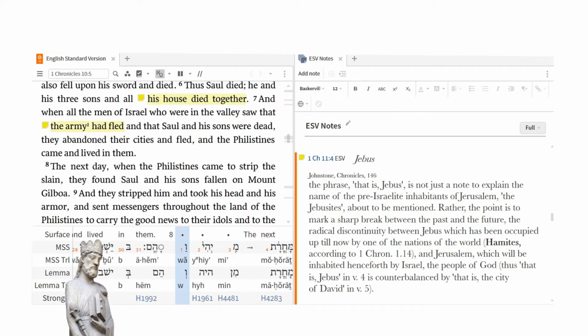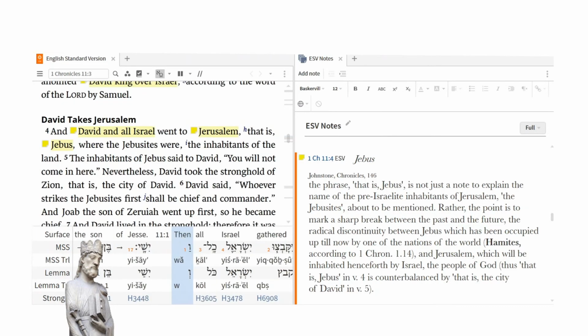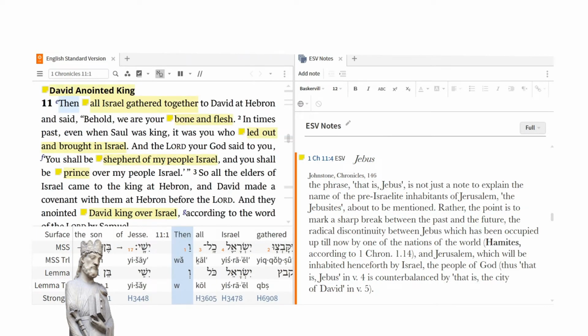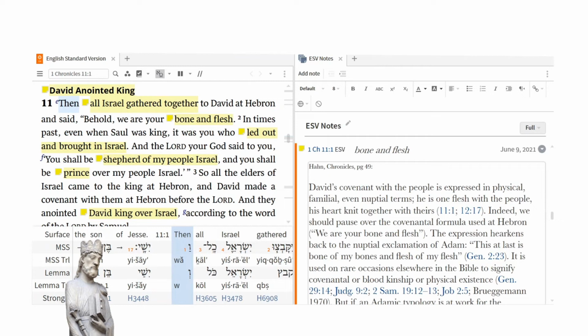Okay, now I said I wanted to loop back to this point regarding the language of the bone and flesh. And so we're going to pick up with Hahn's commentary on page 49. He says, David's covenant with the people is expressed in physical, familial, and even nuptial terms. He is one flesh with the people, his heart knit together with theirs. Indeed, we should pause over the covenantal formula used at Hebron, "we are your bone and flesh."